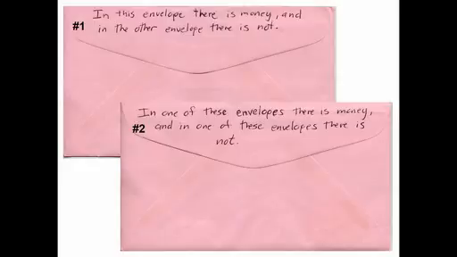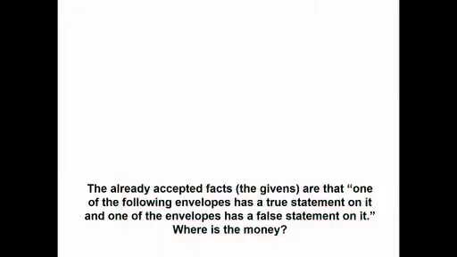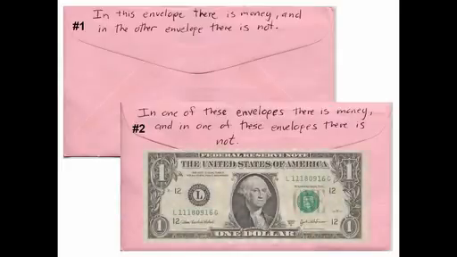But now we go down to the other envelope. In one of these envelopes there is money, and in the other of these envelopes there is not. That's a contradiction, isn't it? Contradiction to our given, which, if you recall, said one of the envelopes has a true statement, and one of them has a false statement. So if we think envelope 1 is right, and there I gave it away, didn't I? We have a contradiction. So let's suppose it's in number 2.